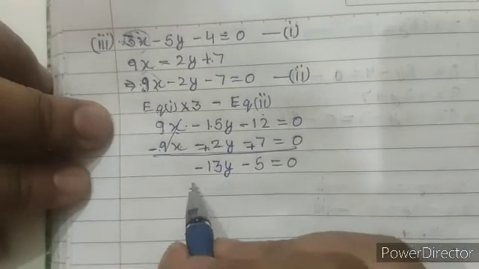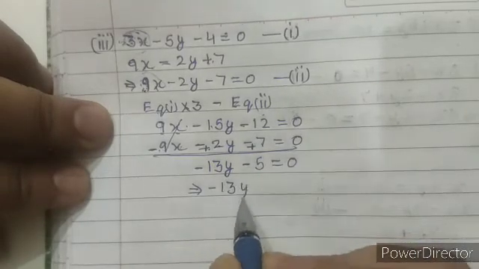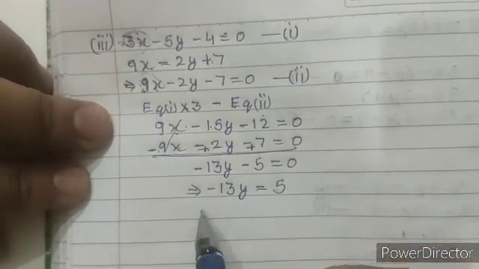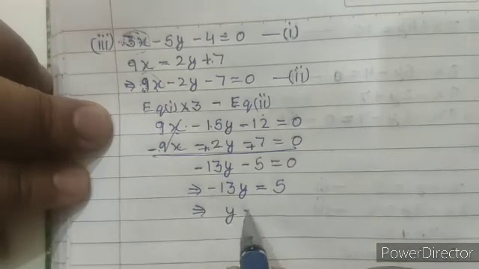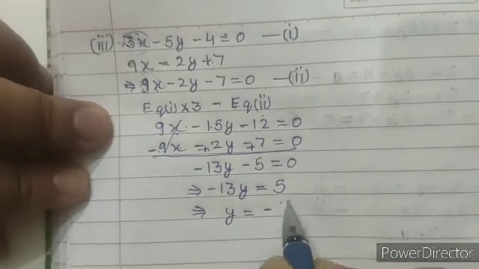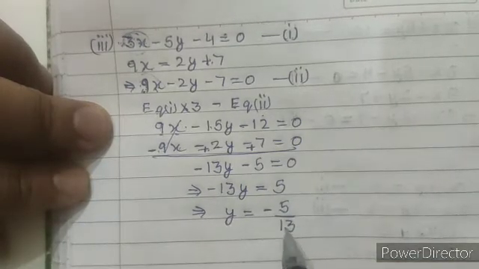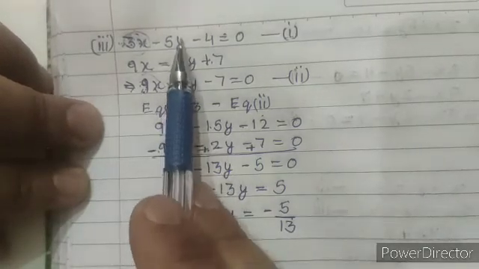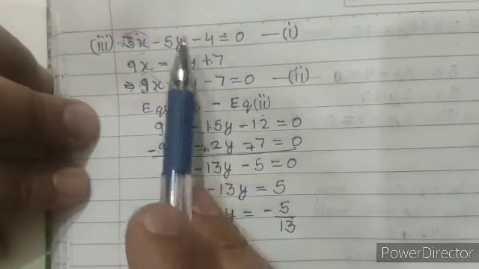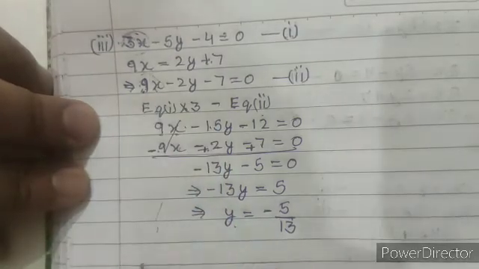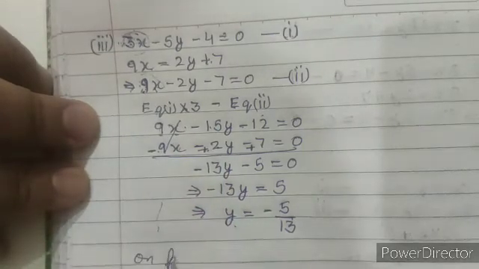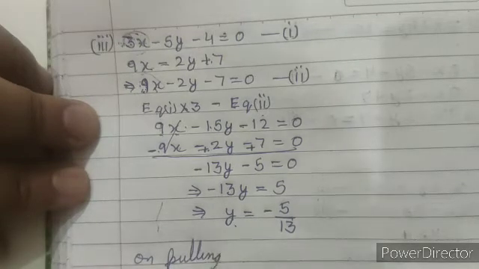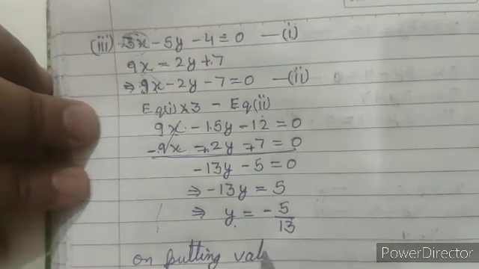Now this will give us minus 13y equal to 5, and the value of y will be minus 5 by 13. Now we can put the value of y in any one of the equations, either first or second. I am putting the value of y in equation first.